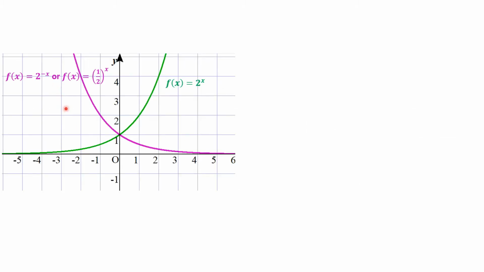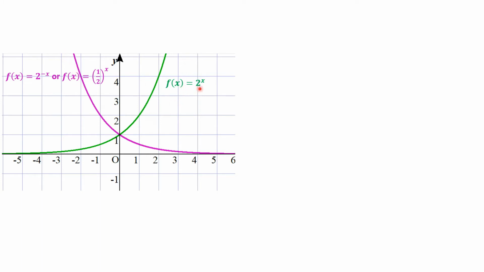These are the graphs of the two equations. The green curve is for f of x equals 2 to the x. The purple curve is for f of x equals 2 to the negative x, which can also be written as f of x equals 1/2 raised to the x. From their graphs, let's focus on the purple curve because we have already described the graph of f of x equals 2 to the x.